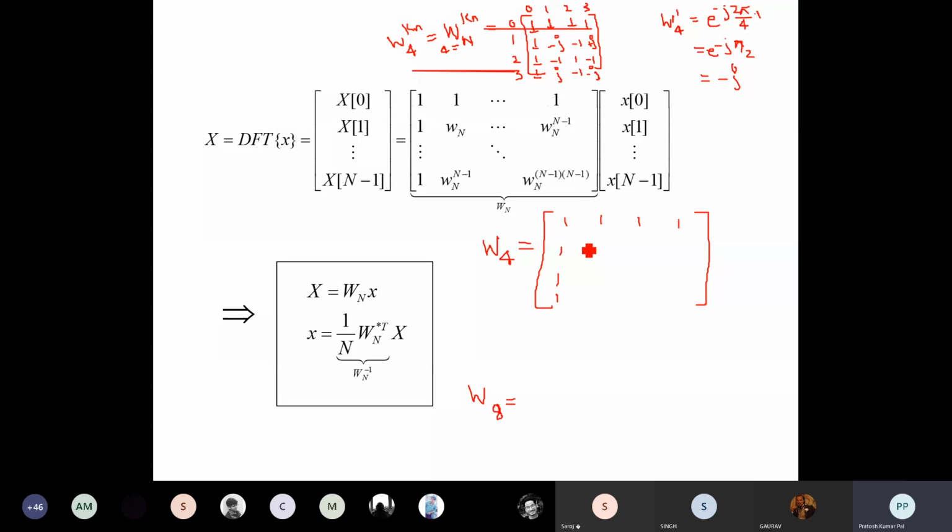So finally we will be getting the values minus j, minus 1, plus j, minus 1, there minus 1, that is minus 1, and this will be 1, and this is plus j, and this is minus 1. So this will be your 4 cross 4 twiddle factor matrix.